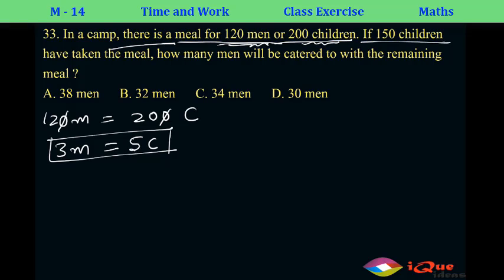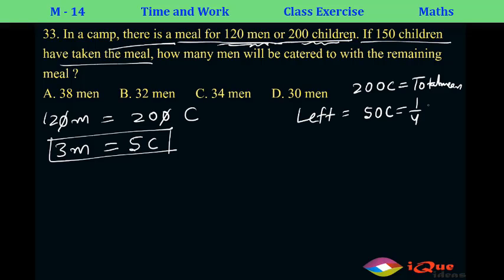Now the question says if 150 children have taken the meal, right? If 150 children have taken the meal, how many children are left? If I compare only children, out of 200 children, which is equal to the total meal, 150 have already taken. So what is left? Left over is equal to 50 children. Now 50 children is 1/4 of the total meal, right?